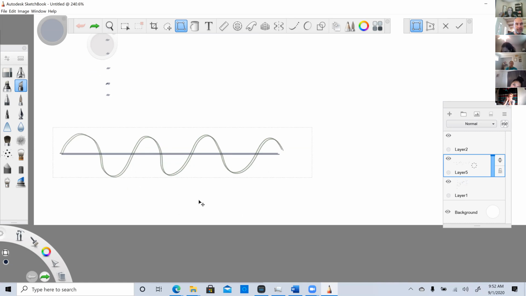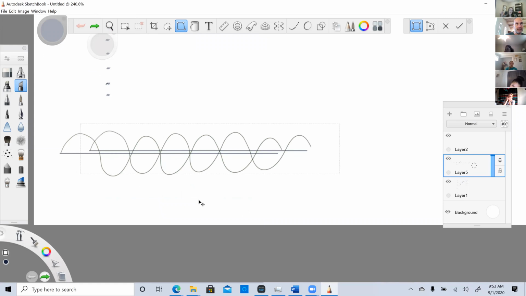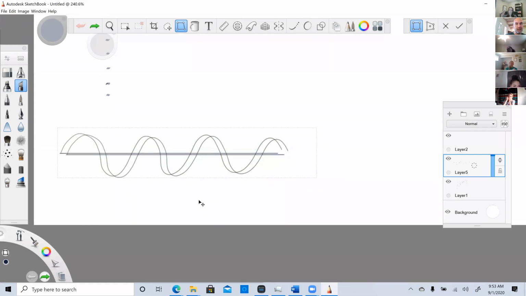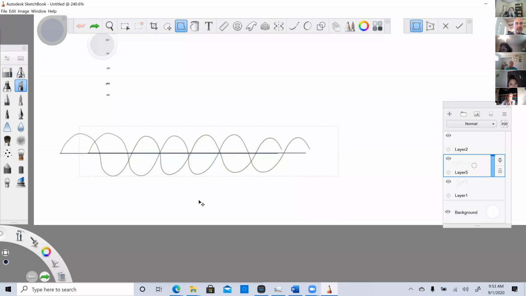Okay, so constructive interference, destructive interference. Understand that? This will make a bigger wave. This is perfectly destructing. Doesn't happen very often, but this is perfectly destructing. Therefore, this will create no wave at all.